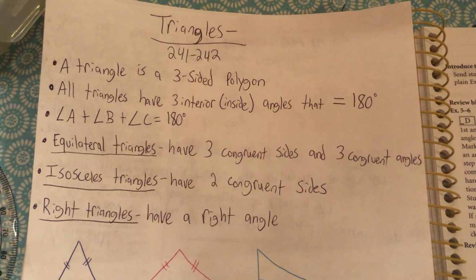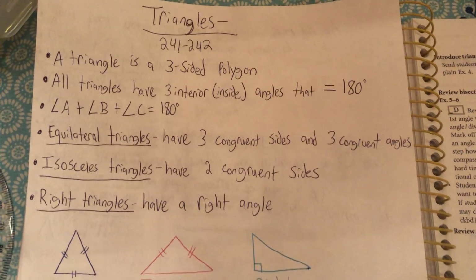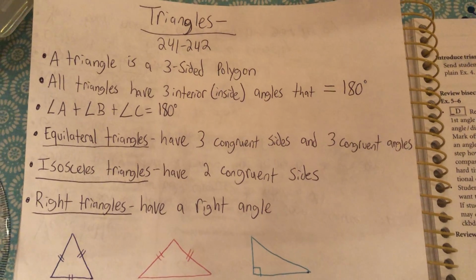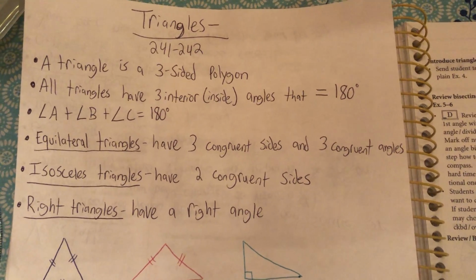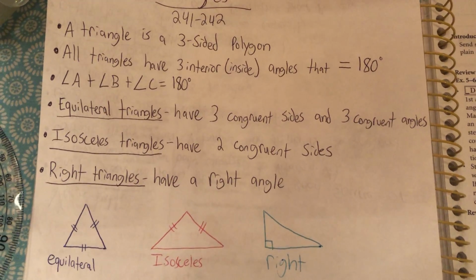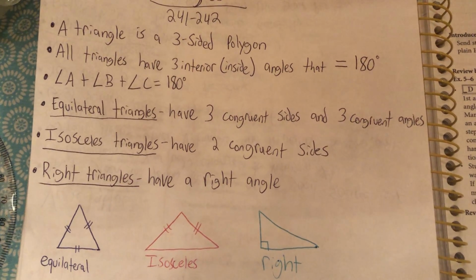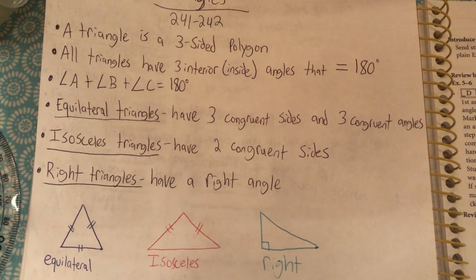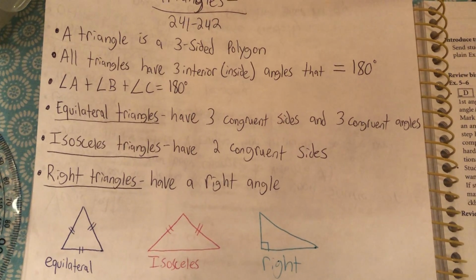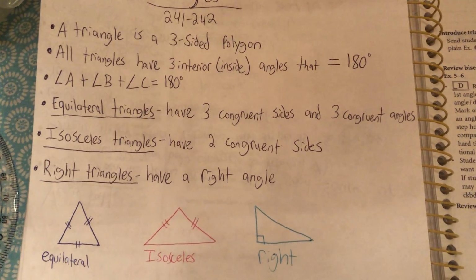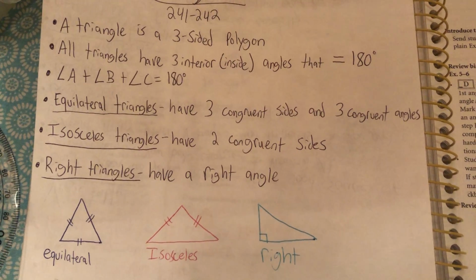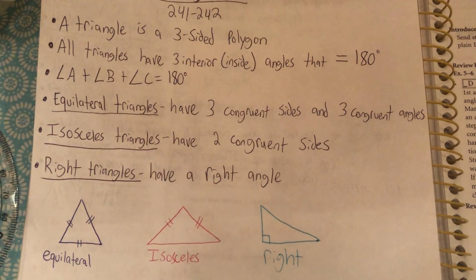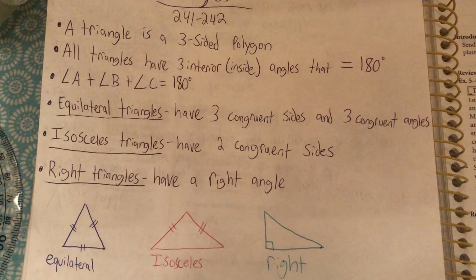You have a couple different types of triangles. You have equilateral triangles, which have three congruent sides and three congruent angles. So your angles are going to measure the same, your sides are going to measure the same. You have an isosceles triangle. Those have two congruent sides. One side will be different, but two will be the same.